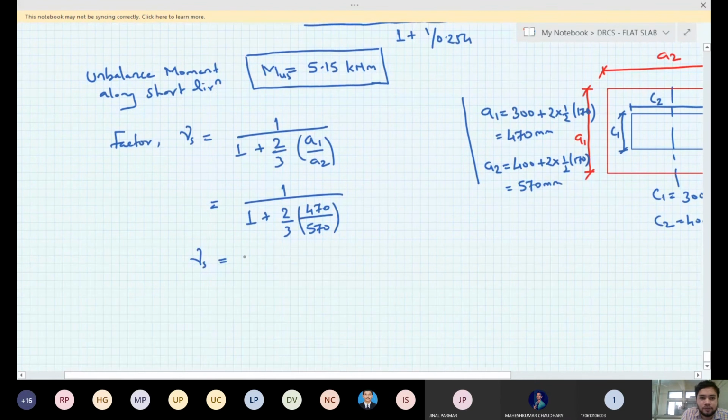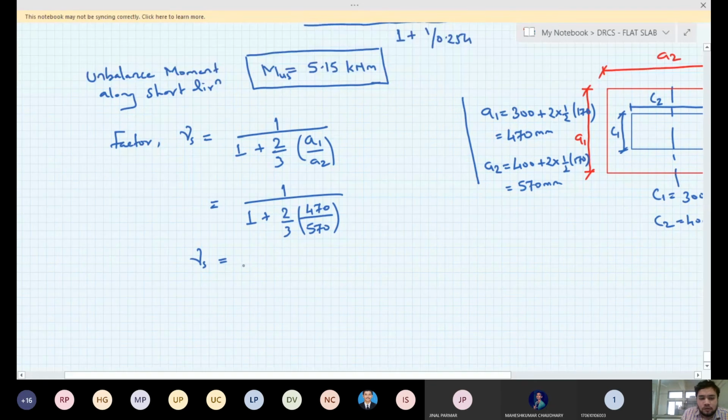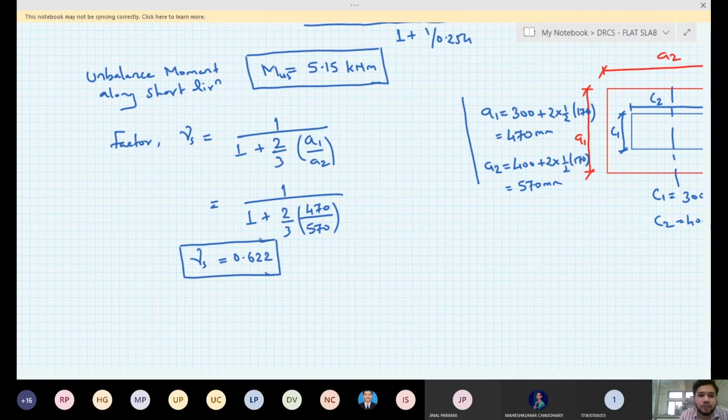So how much is this factor? So it is 0.622. Just verify it. Okay, now we have the factor. Now we can find the unbalanced moment carried by the flexural couple and the shear couple along the short direction.